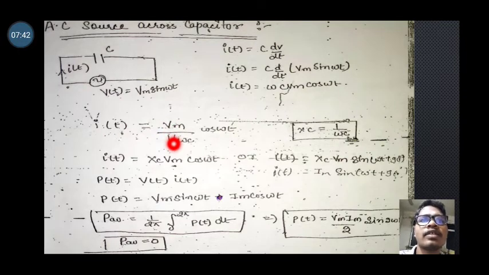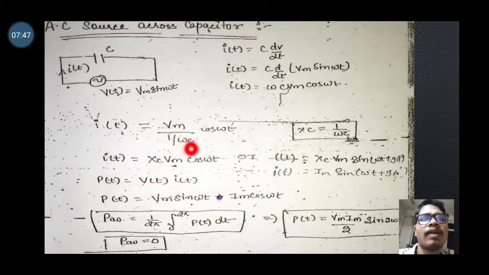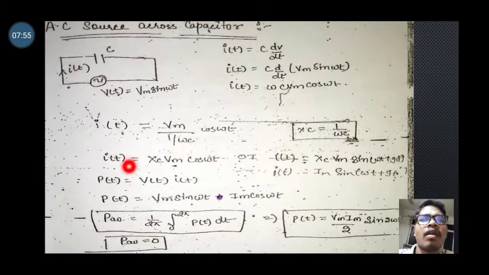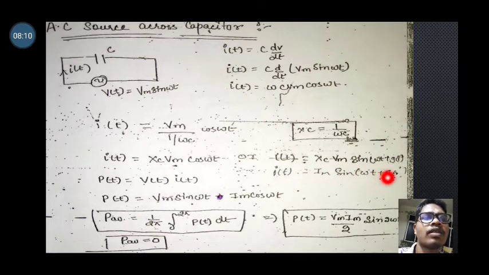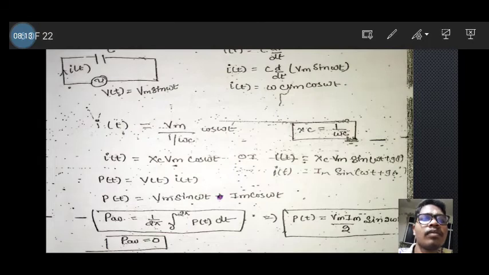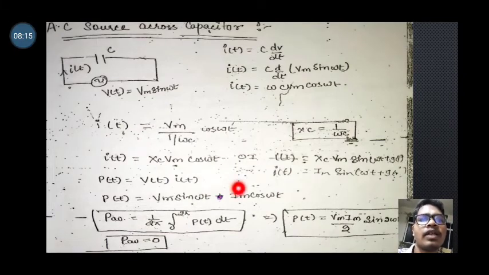Here it is not resistance but capacitance, so Vm divided by 1 divided by omega C, the impedance, times cos omega t. So Xc is equal to 1 divided by omega C, and i(t) is equal to Vm divided by Xc cos omega t, or i(t) is equal to Vm divided by Xc sin(omega t plus 90 degrees), or Im sin(omega t plus 90 degrees). The instantaneous power p(t) is equal to Vm sin omega t times Im cos omega t.